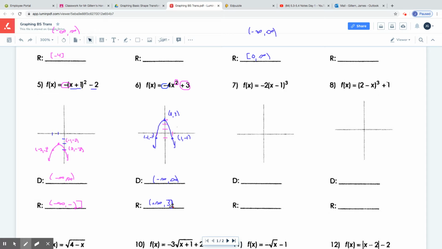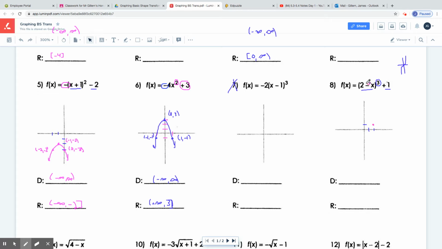7, we already did. So 8, this is a cube. Cubic function. Remember, a cubic function is an S-curve. The important point here is this middle point, which normally is at the origin. We have 2 things happening to that middle point. It's getting moved to the right 2 because we set this equal to 0, and it's going to be moved up 1. So that's the middle point right there, at 2, 1. Now, there's nothing in front of here, so we're going to go up and down 1.